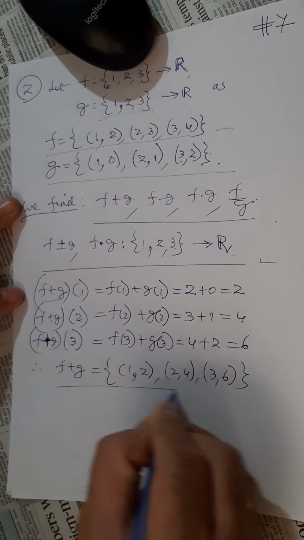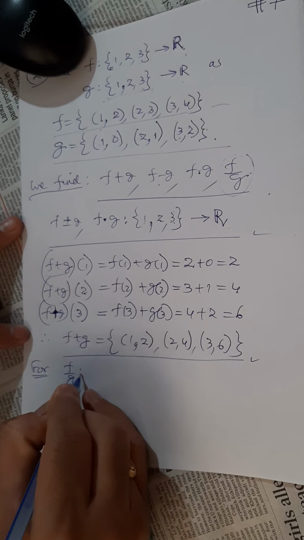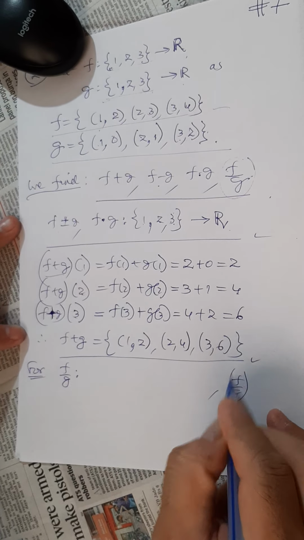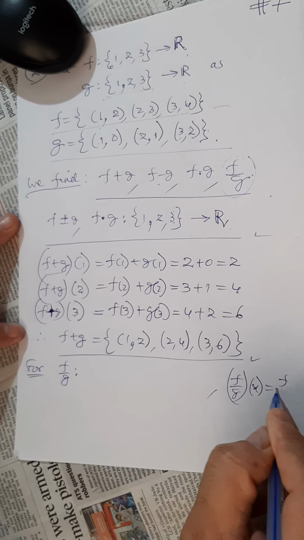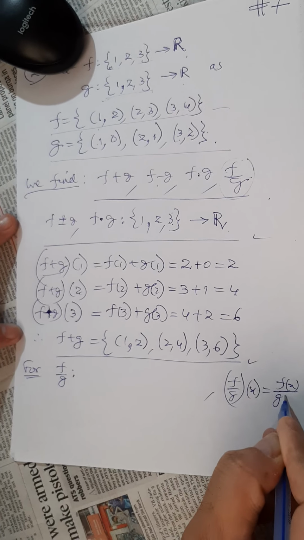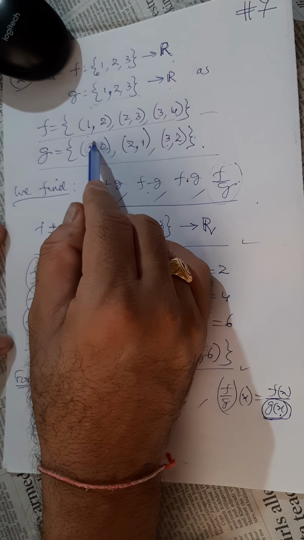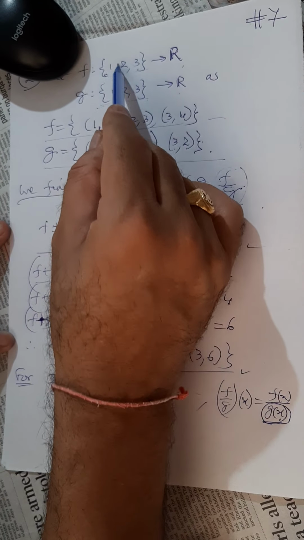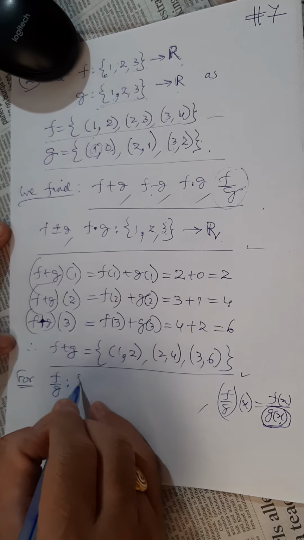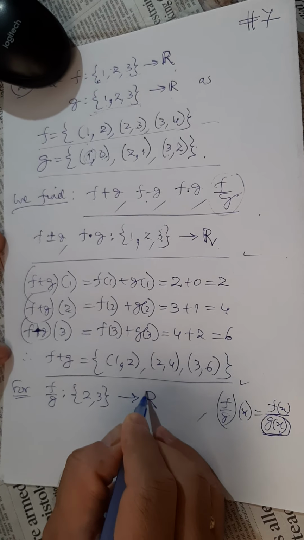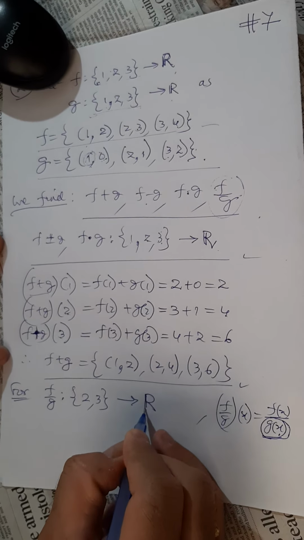Now for f by g here, you know f by g at x is fx upon gx. So the first question is, do you have any x for which gx becomes 0? Yes, which is 0. So you cannot take 1 in the domain. So what is the domain here? Common domain minus 1. So domain will be just {2, 3}, remember, to R.